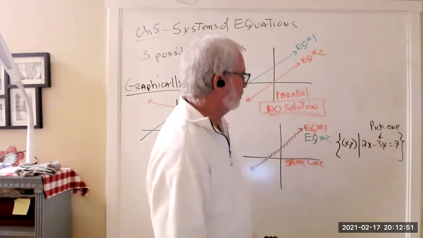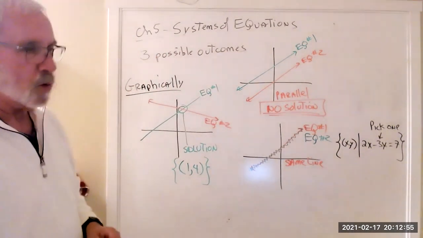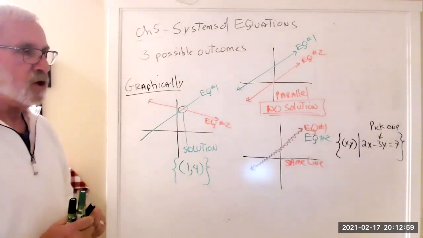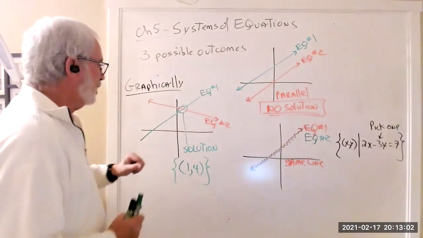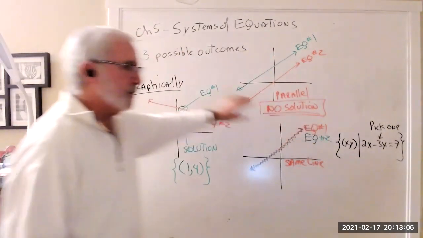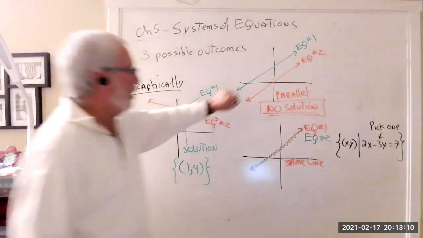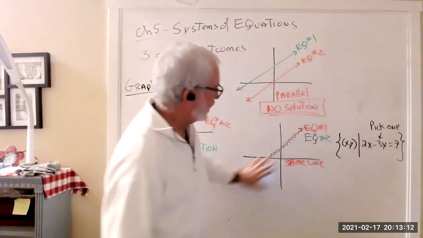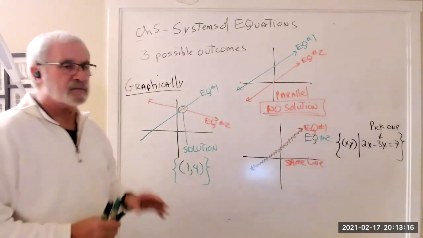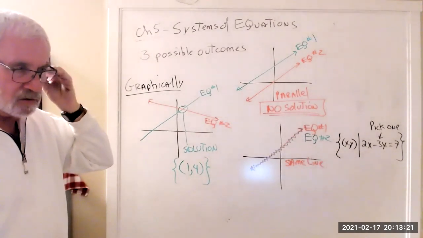Okay, I'll get to that in a minute. But as you're doing your homework, you want in the back of your mind to be thinking of the 3 possibilities when you graph them. Do they intersect at one point? Are they parallel, or do they end up being the same line? Because those are the only 3 possibilities that you're going to end up with in this class.